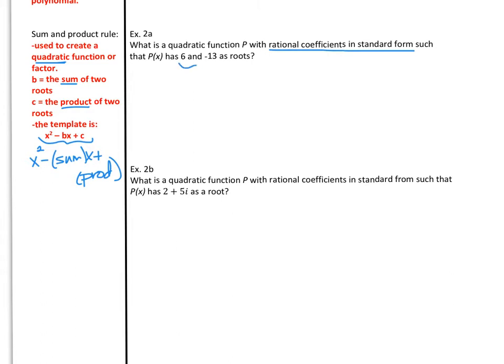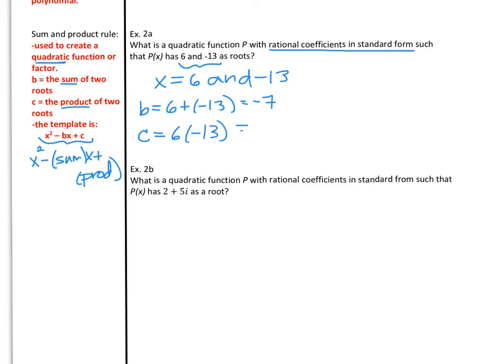What this means on the second part is that the function would cross the x-axis at 6 and at negative 13. So what we want to do is simply find their sum and product. B is going to represent the sum, that's 6 plus negative 13, and that equals negative 7. C, that constant, is their product. 6 times negative 13 would be negative 78.